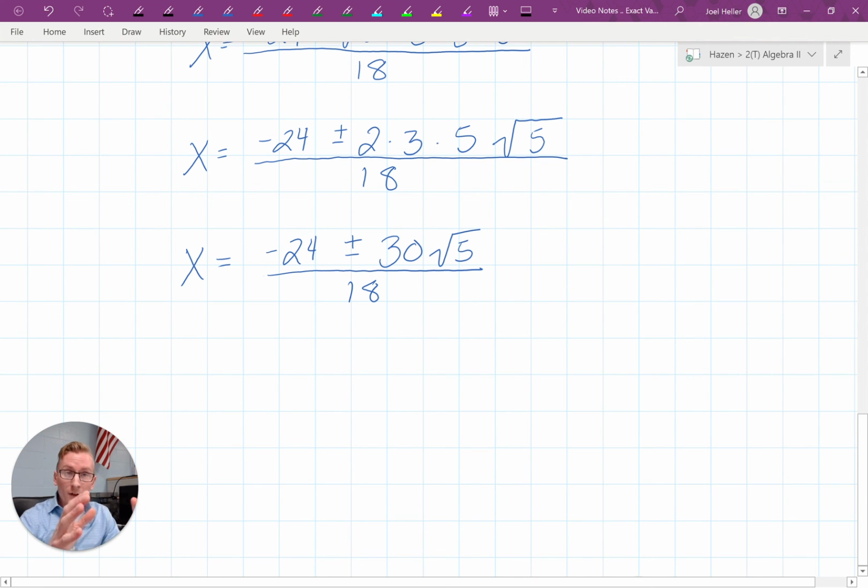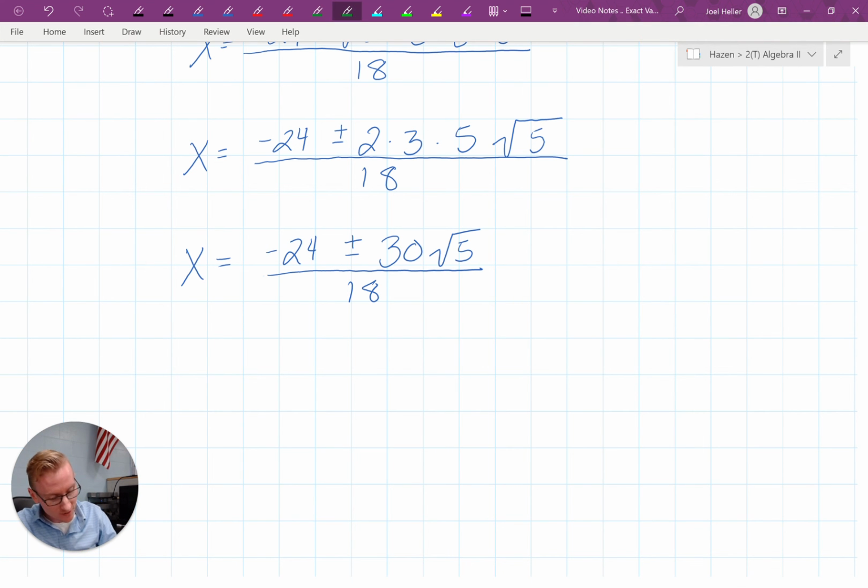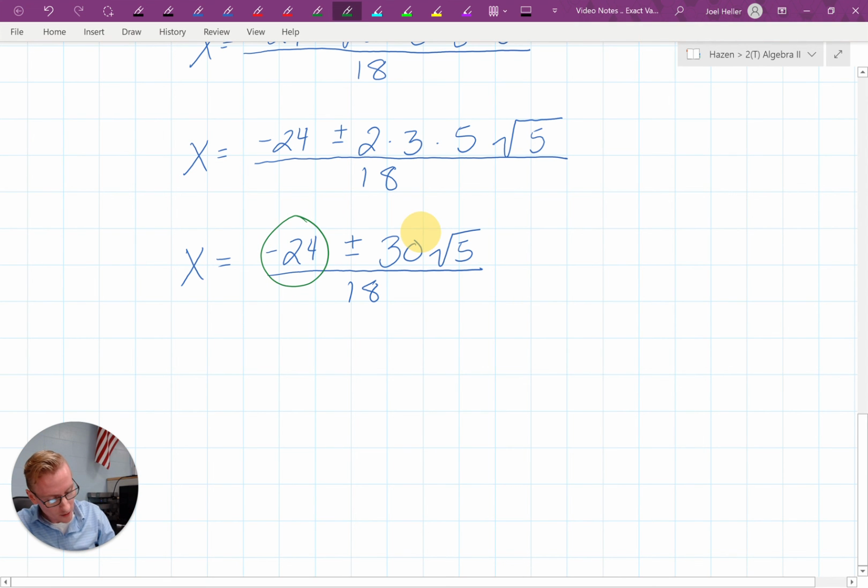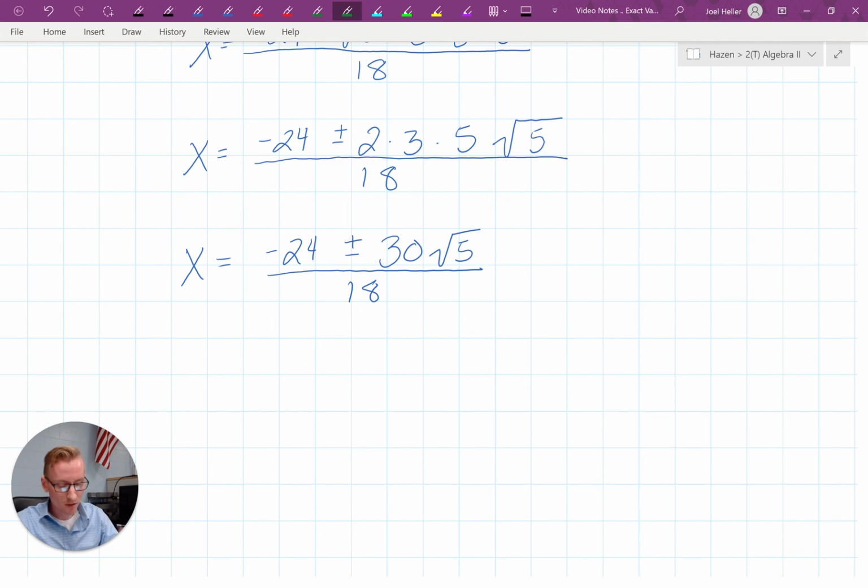Okay, so now that I have the simplest radical form of the square root part of the quadratic formula, what I'm going to do is look at these three numbers right here. And I'm going to be looking for the greatest common factor between 24, 30, and 18. They're divisible by 2, they're divisible by 3. 6? I think it's 6. So what we're going to do is divide each one of those numbers by 6.